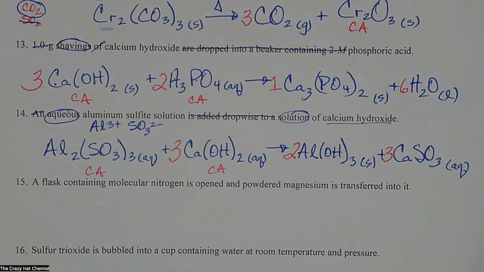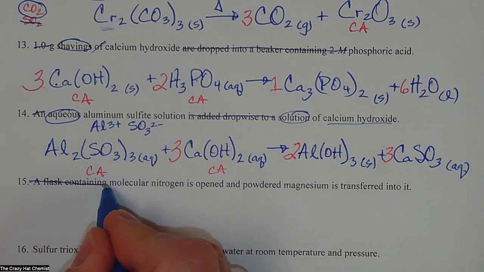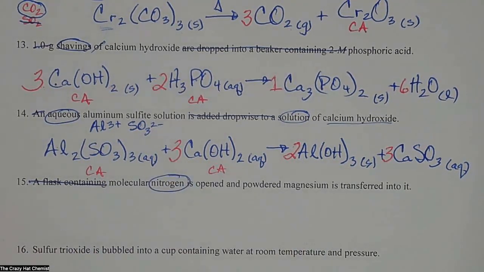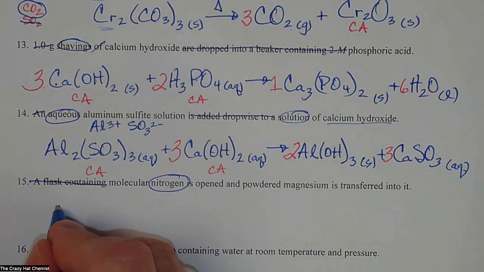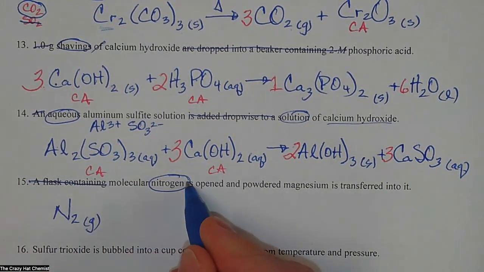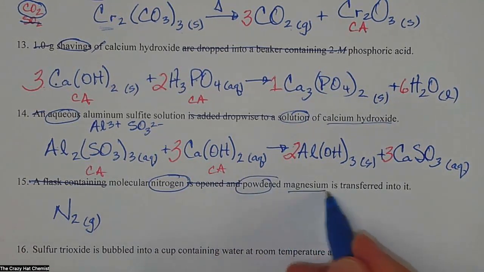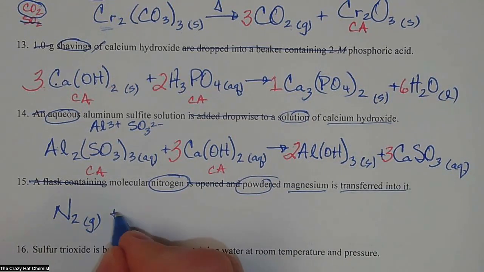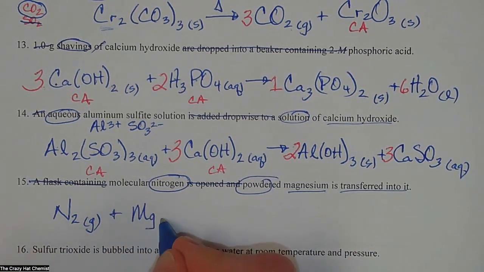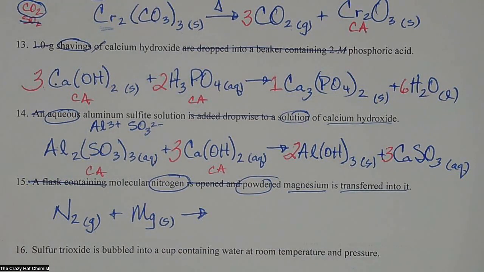All right. Let's keep on going. A flask containing molecular nitrogen. Okay, nitrogen is an element that is diatomic. So that is molecular nitrogen. That is a gas. It is opened and powdered magnesium is transferred to it. Powdered magnesium. That means that's a solid. Okay. This is a combination reaction.